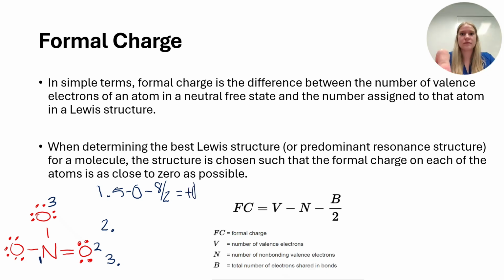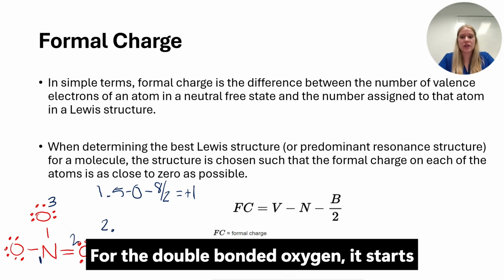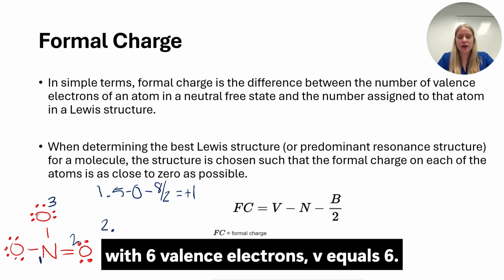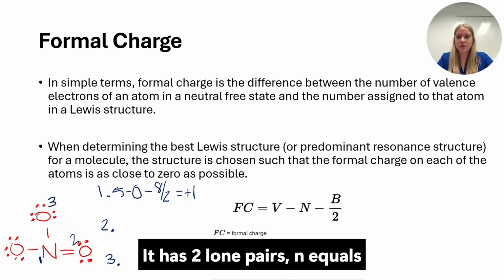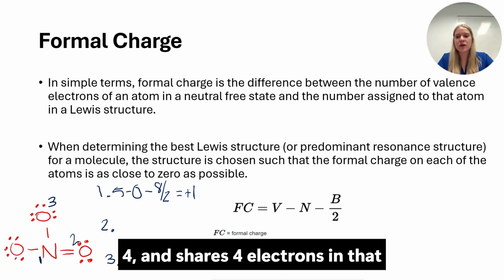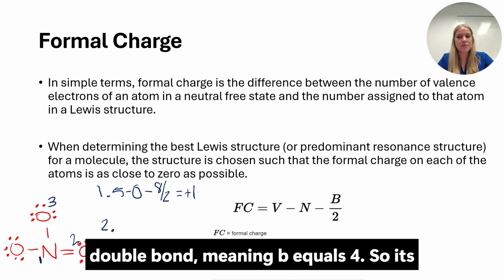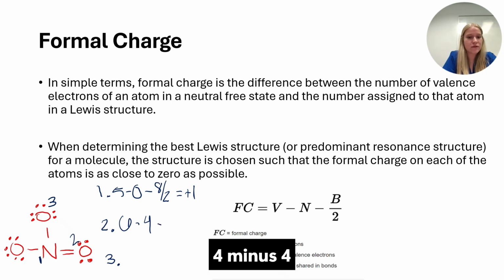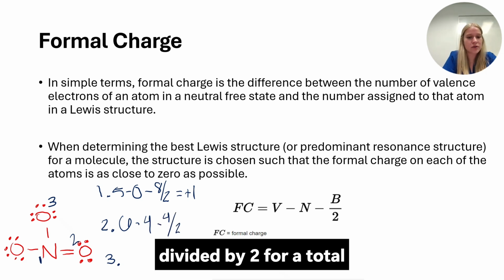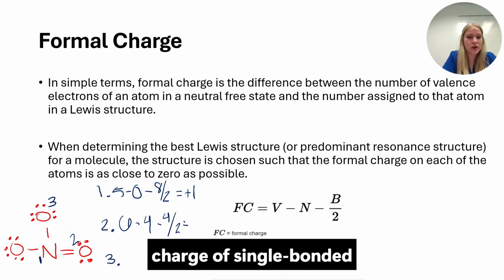For the double bonded oxygen, it starts with 6 valence electrons, V equals 6. It has 2 lone pairs, N equals 4, and shares 4 electrons in that double bond, meaning B equals 4. So its formal charge is 6 minus 4 minus 4 divided by 2, for a total charge of 0.